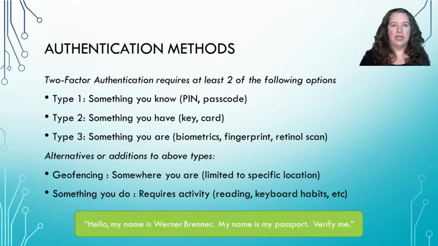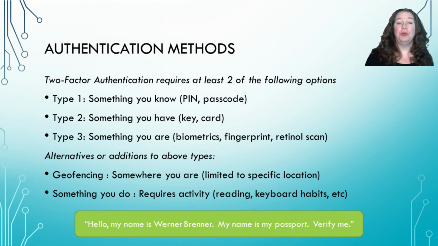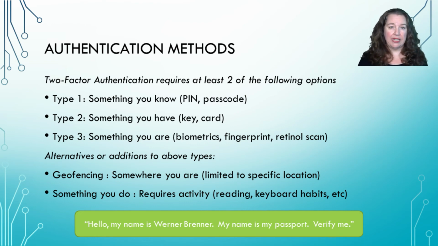When we talk about authentication, we talk a lot about two-factor authentication these days, which requires at least two of the following options. So we have type 1, 2, and 3. Type 1 is something you know. This is your PIN number, your passcode. This is sometimes your mother's maiden name or your high school mascot, something you know. Type 2 is something you have, which is your key or your card. Sometimes we use something you have as your cell phone, because we can send a code to your cell phone, so we have something you have. And the third is something that you are. Something you are is your biometrics, your fingerprints, your retinal scans. These are things that are something specific to you that would be very difficult for someone to replicate.